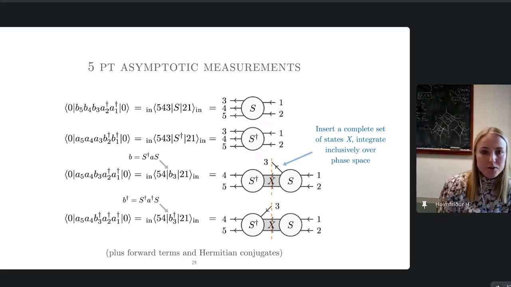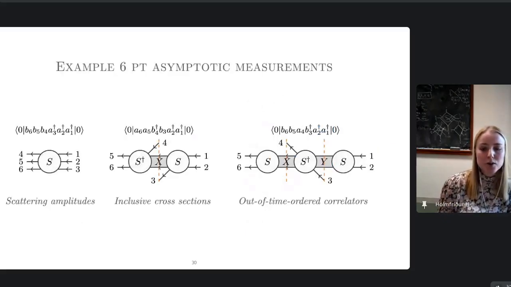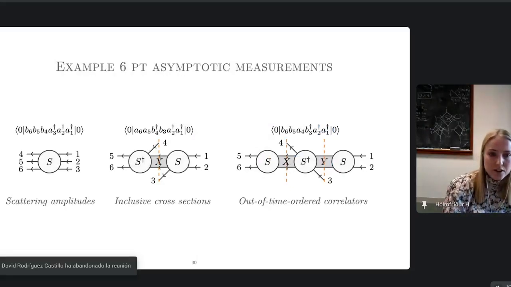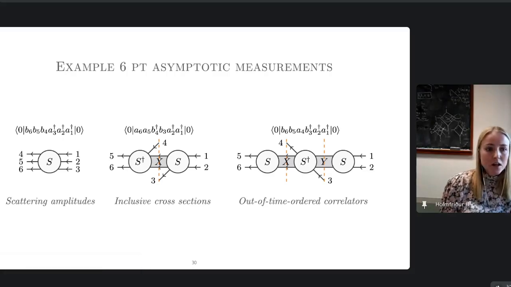So that brings me very nicely to these 6-point asymptotic measurements, which include these kind of inclusive cross-section type objects, along with scattering amplitudes and along with lots of other things. For example, these are called out-of-time ordered correlators, where we have a maximal scrambling of A's and B's. So we have A, B, basically.